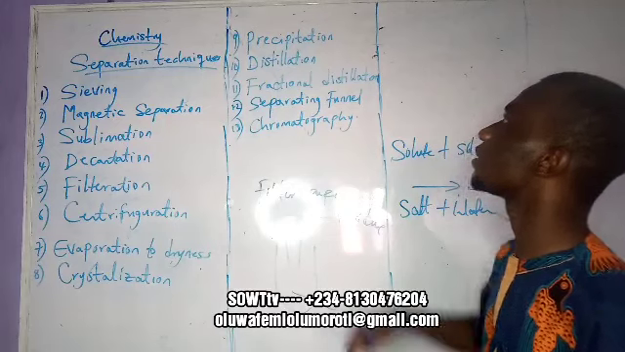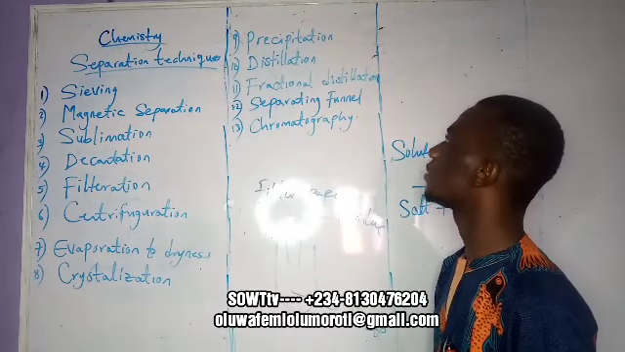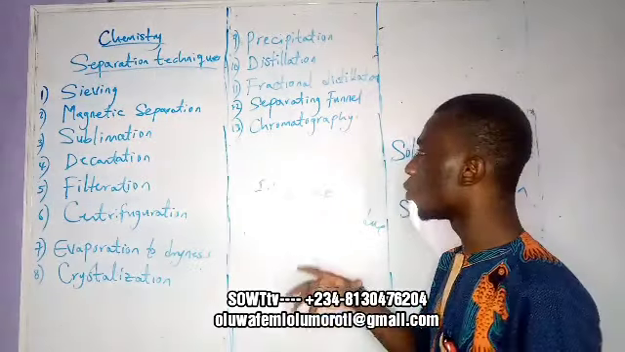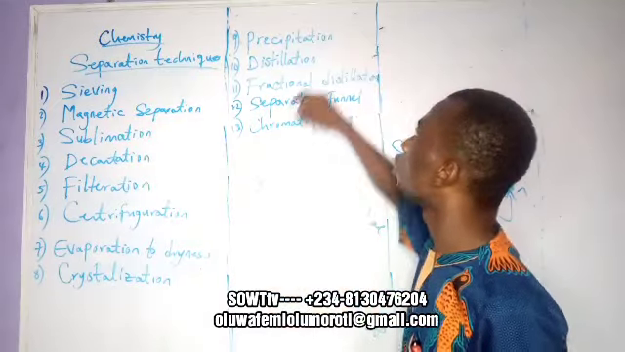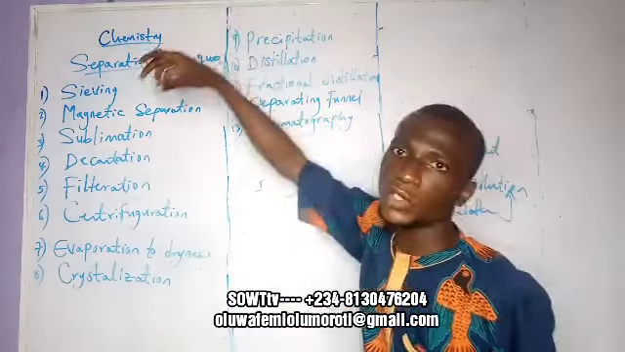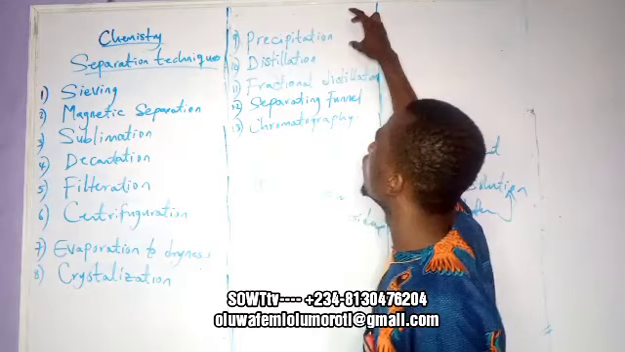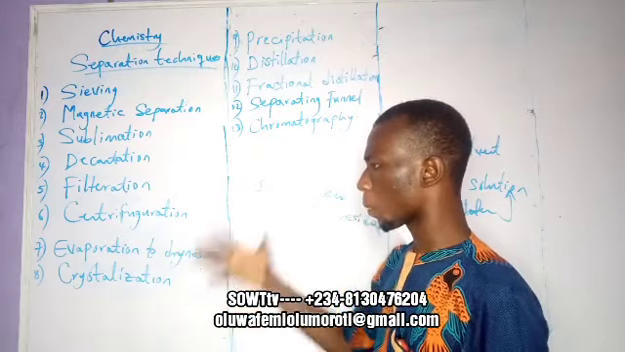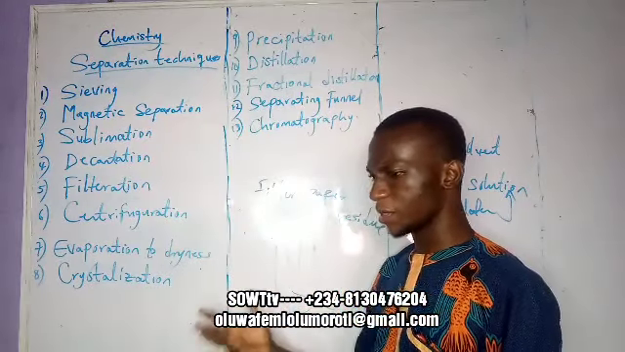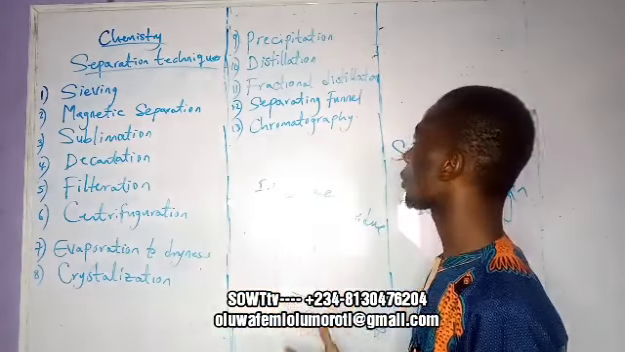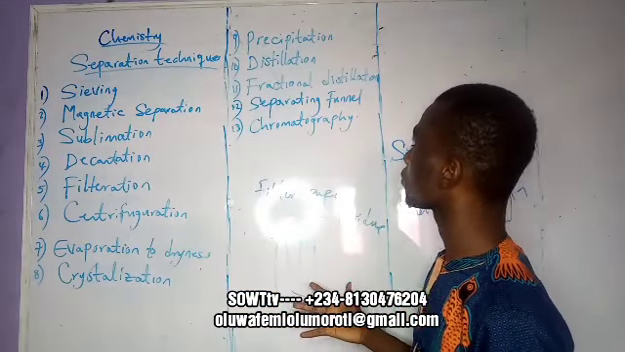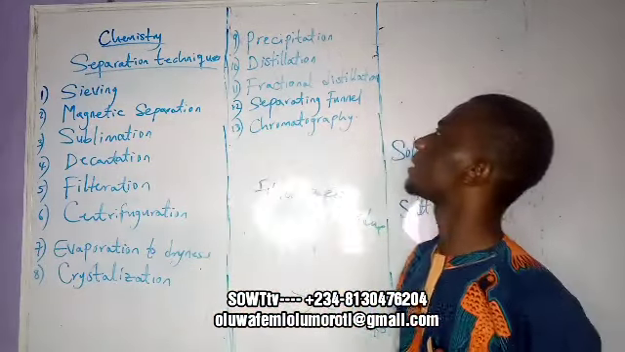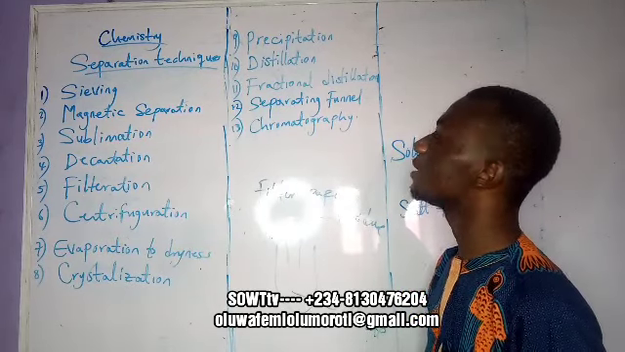And we still have precipitation. Precipitation is used when we have two miscible liquids together, and we still have another solute. So for us to get the solute out of those two miscible liquids, we need to apply what we call precipitation. For instance, you have a solid part inside a mixture of kerosene and water. Before we can get that out, we need to apply what we call precipitation.